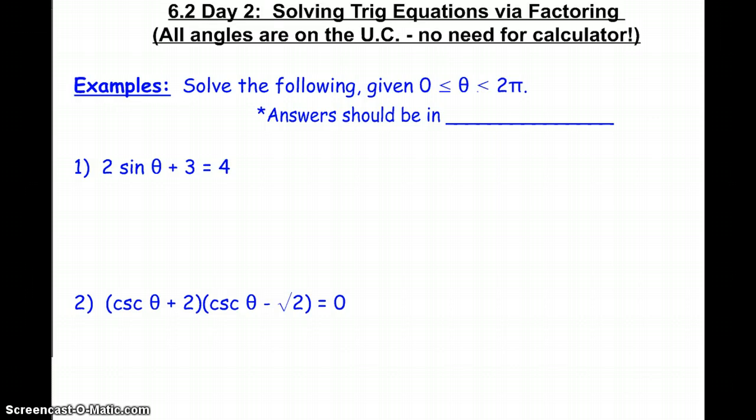It says to solve the following, given theta is greater than or equal to 0, less than 2 pi. Therefore, my answers should be in radians. So always pay attention to your domain so you know how to leave those final answers.